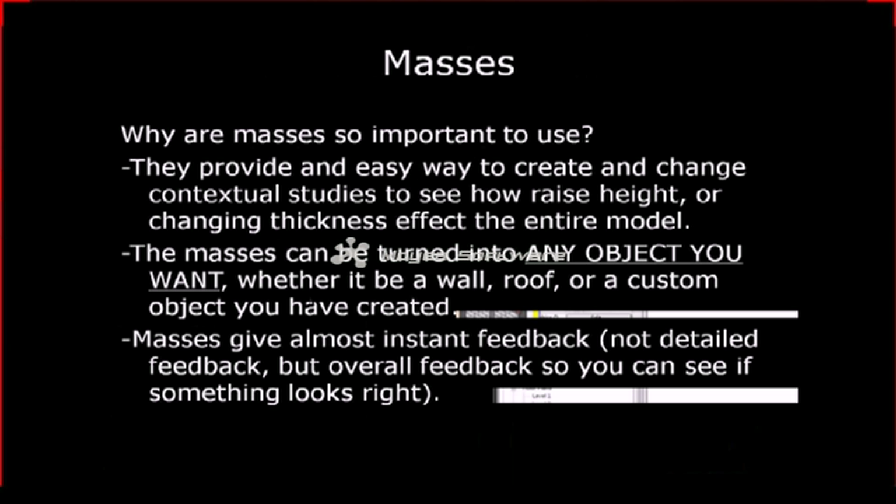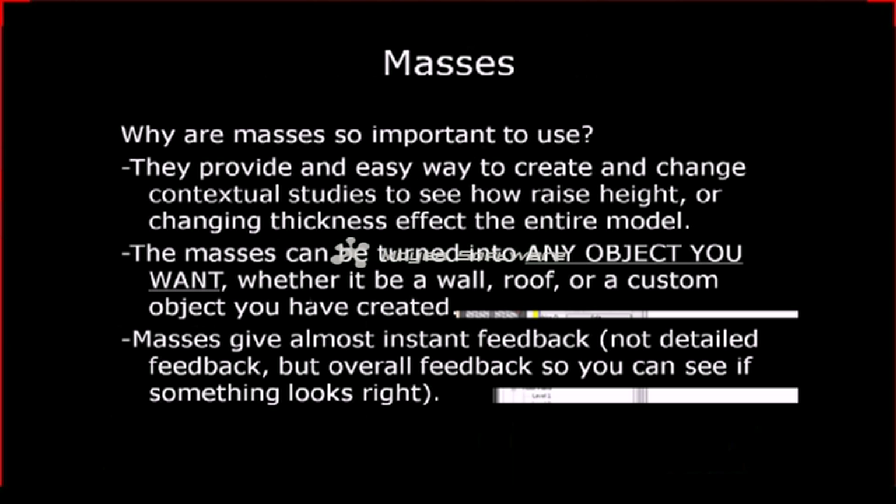Masses can be turned into any object you want them to be, whether it be a wall, roof, or a custom object you've created later on. So if you need a mass to become a wall, it very much so can be a wall. It can be a roof. But it can't go the other way around. You can't have a wall and turn that into a mass. You can't say, oh crap, I need to edit this wall a little bit, let me make it a mass and change it. That's why we're saying always use a mass at first.